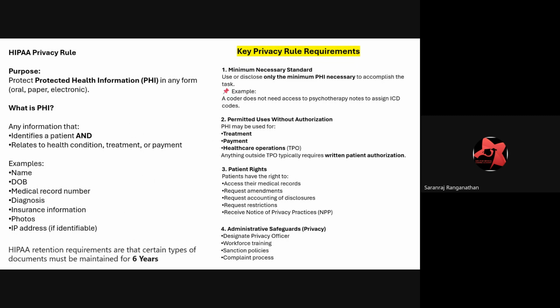So what is PHI? Any information that identifies the patient and relates to the health condition, treatment, or payment. This is what is called PHI, protected health information. It can be in any form: oral, paper, or electronic. Examples, as I told: patient name, address, date of birth, medical record number, lab results, diagnosis, insurance information, their photo, IP address, personal address, anything it can be.